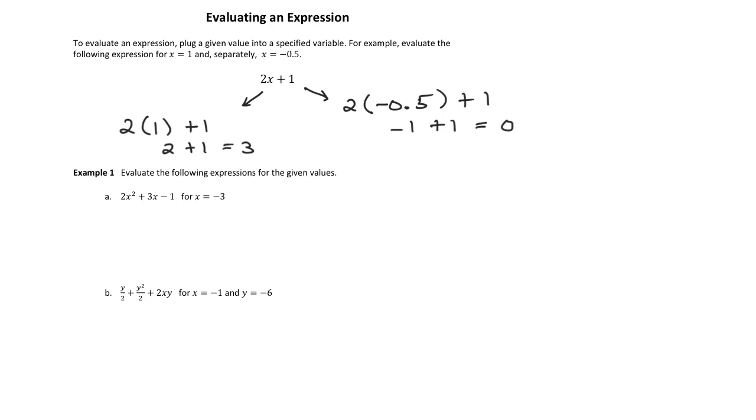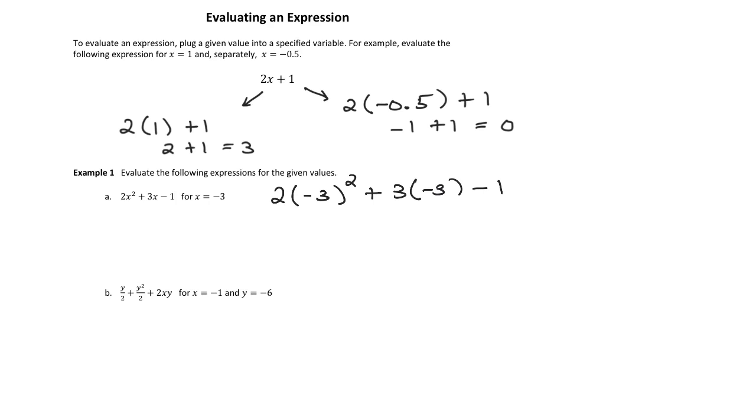For example 1, I want to look at maybe some slightly more complicated expressions, but the idea is exactly the same. So for 2x squared plus 3x minus 1, I want to evaluate this for x is equal to negative 3. So again, anytime I see parentheses, I'll enter in negative 3. So that's 2 times negative 3 squared plus 3 times negative 3 minus 1.